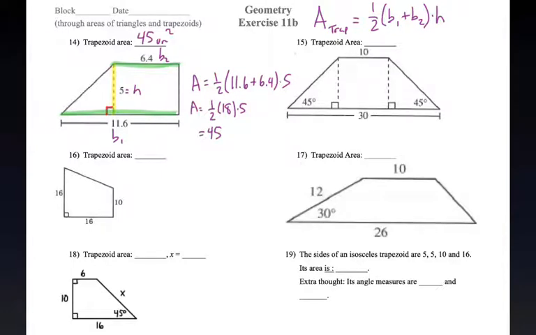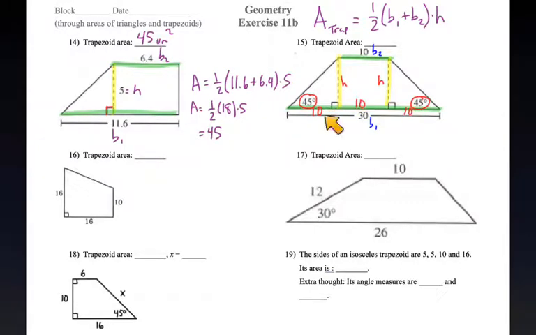Boom. Number 15, I see my bases. Those are 10 and 30. We need to go calculate the height. It's isosceles here because of those 45-degree angles. It's also 45, 45, 90, which is going to be handy. So that 10 comes down here to 10. That 30 has 2 other parts, so those also have to be 10.